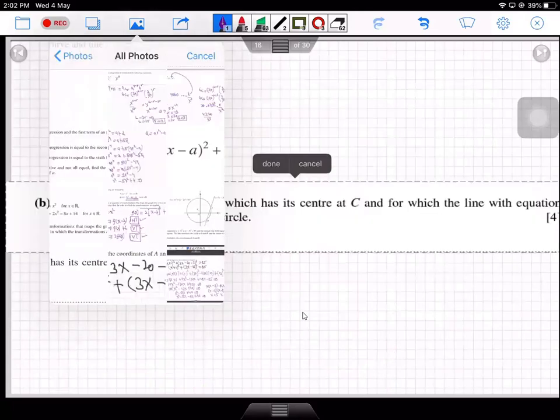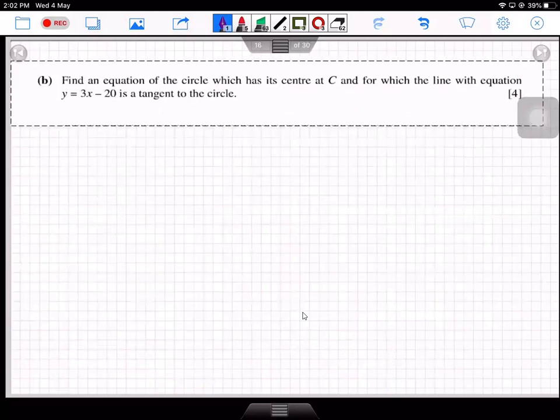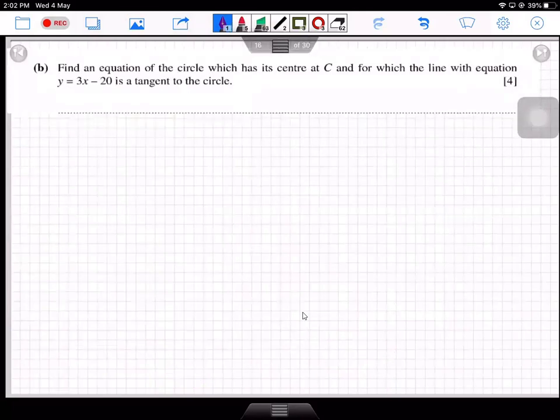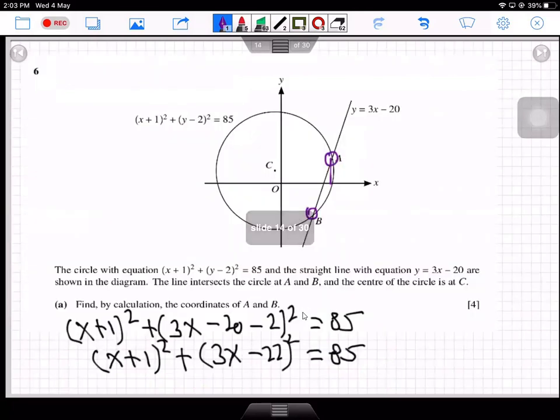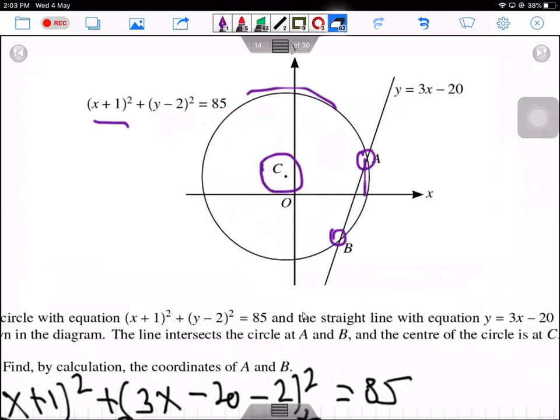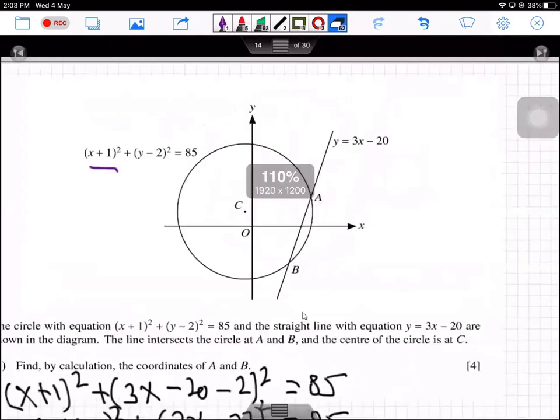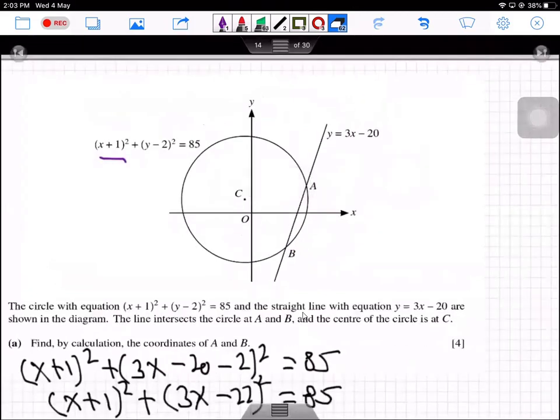Part B is saying that find an equation of the circle which has its center at point C and for which the line with equation y equals 3x minus 20 is a tangent to the circle. Okay, so we need to find an equation of another circle which has the same center as this circle. So point C is supposed to be the center of that second circle, but such that y equals 3x minus 20 is actually a tangent to that circle.